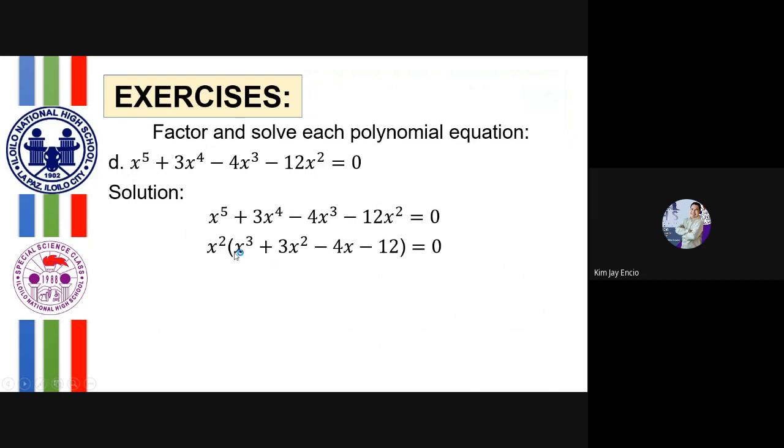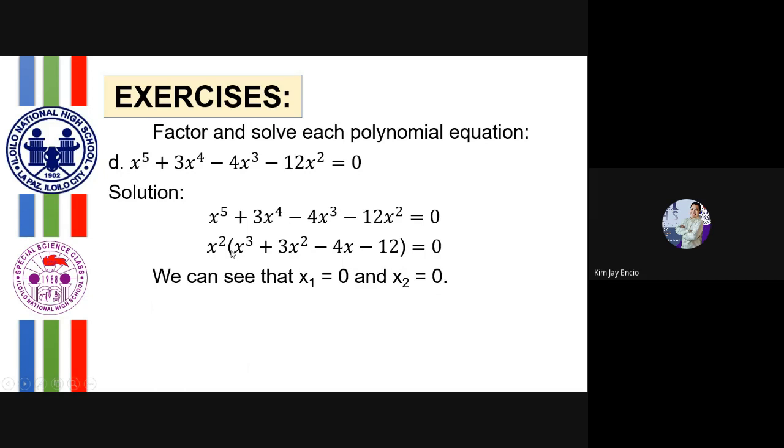And so now you could see we have a constant here. Hence, we can see that x sub 1 equals 0 and x sub 2 equals 0. How come I could say that x sub 1 equals 0 and x sub 2 equals 0 already? It is because we have here x squared, and this is x times x. And equating each to 0, your first two roots are both 0. And now what we have to look for is the roots of this cubic polynomial.